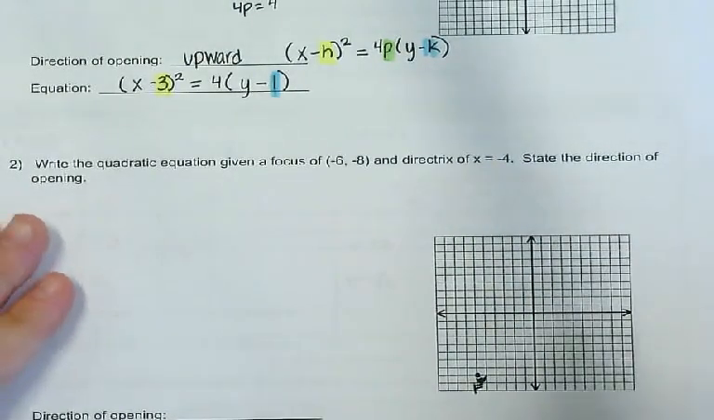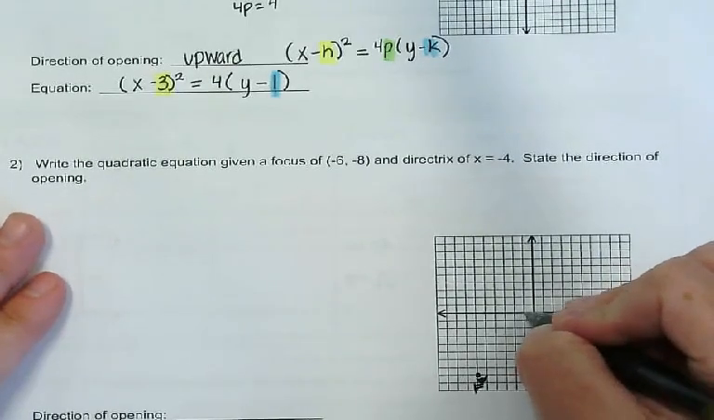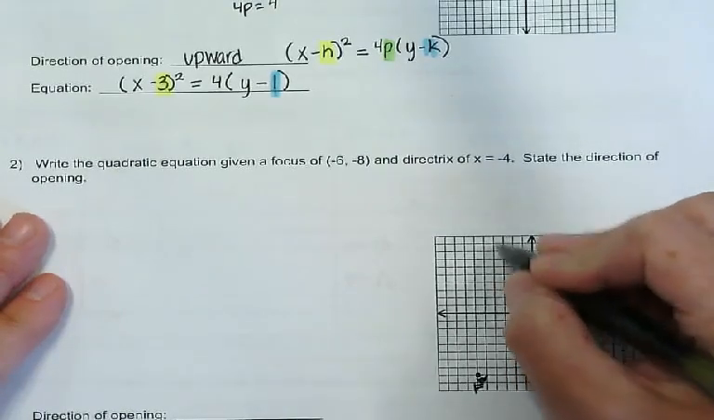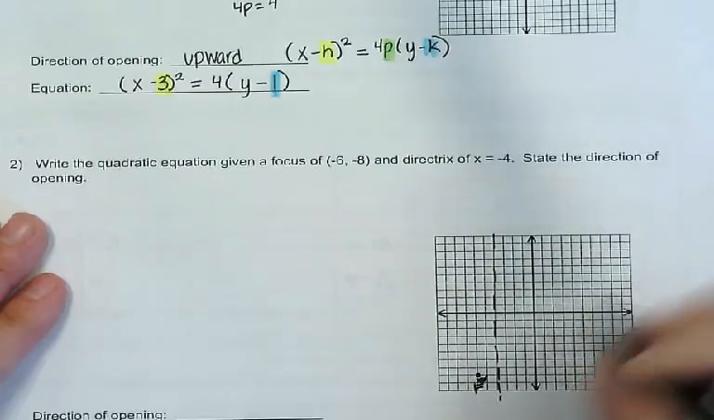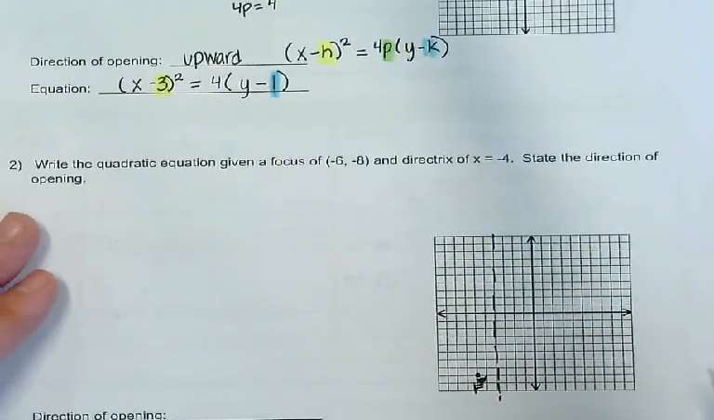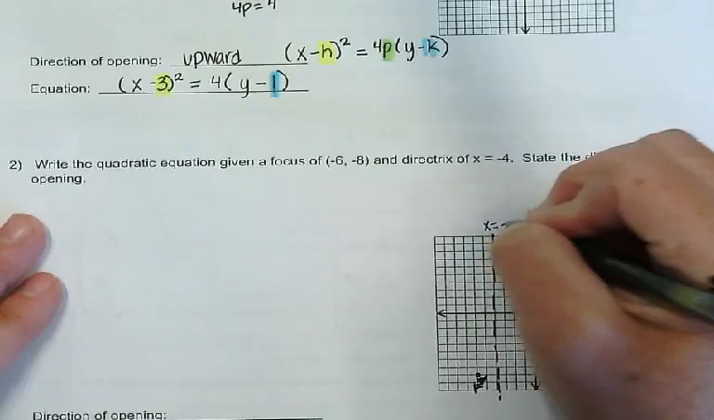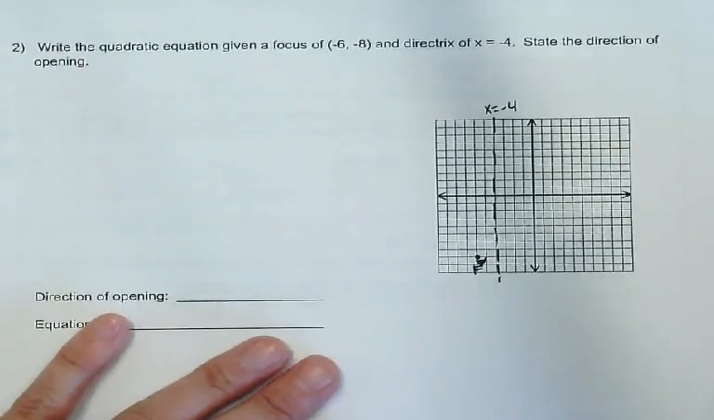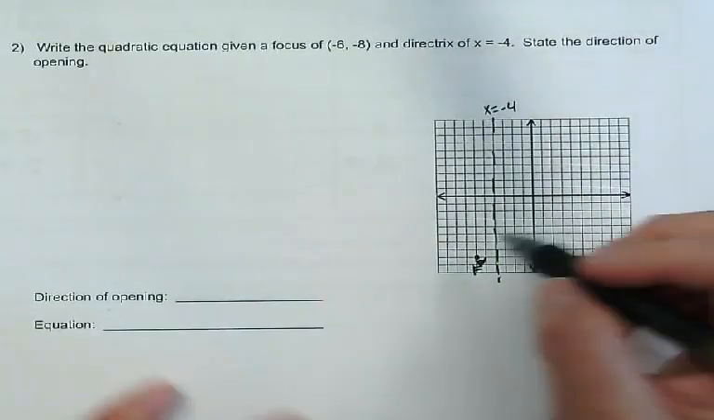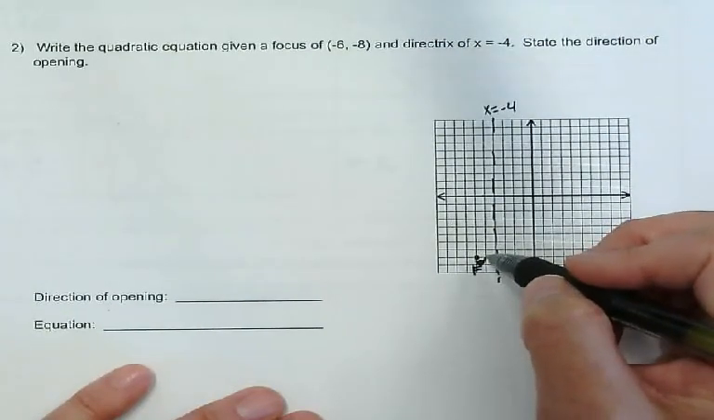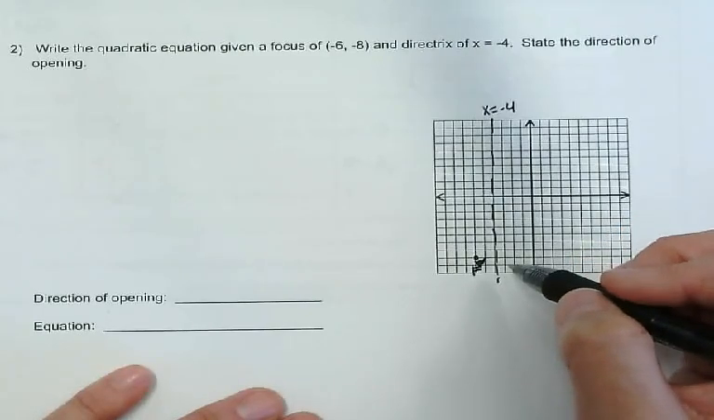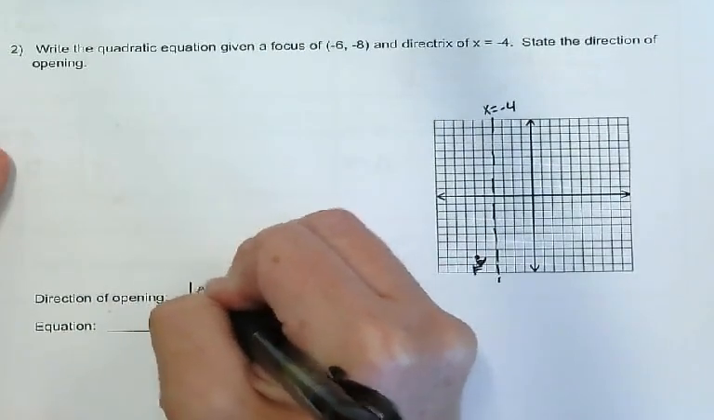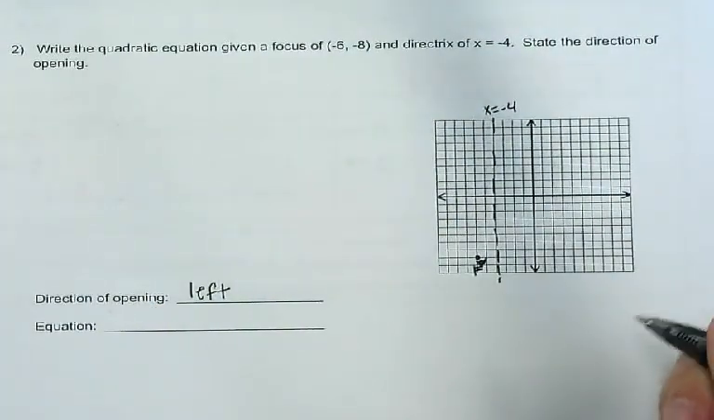I have a directrix of x is equal to -4. So if I go over to -4 on my x, 1, 2, 3. It's going to be up and down. So that's at x is equal to -4. That's your directrix. So if that's my directrix, this is my focus. How is this going to open? It's going to open to the left.